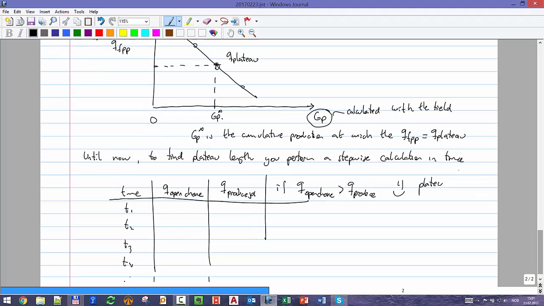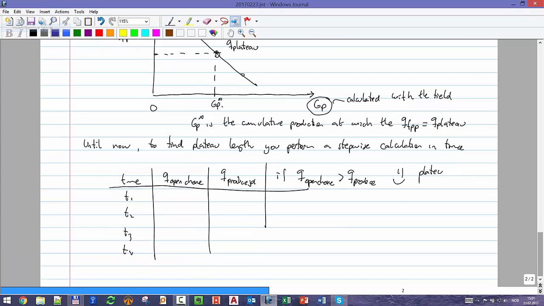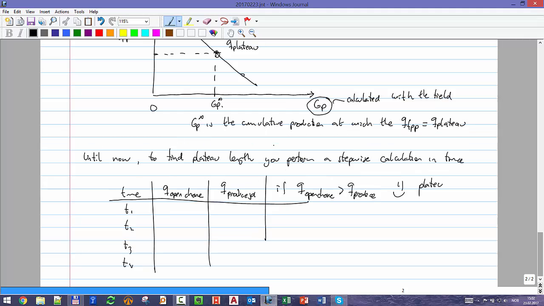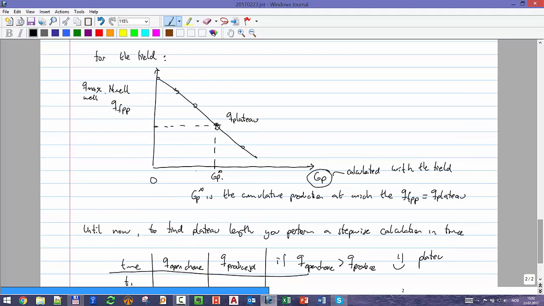Yes? All of you agree? So what happens before that, for all the values below? The Q potential is all the time higher than the plateau that I want, right? So I should be able to produce for all of these previous GPs. But for all of the next GPs, I won't be able to produce that plateau rate, right?